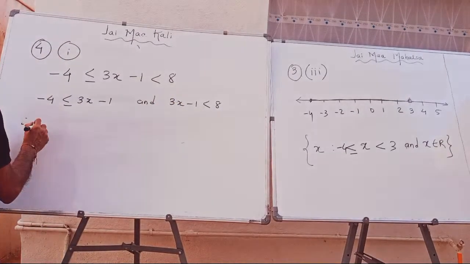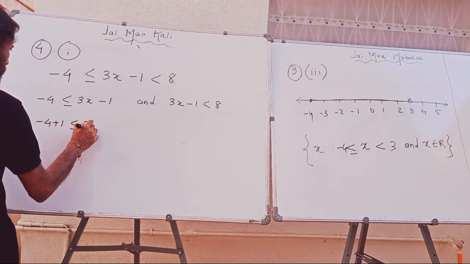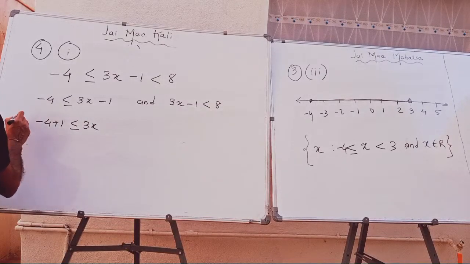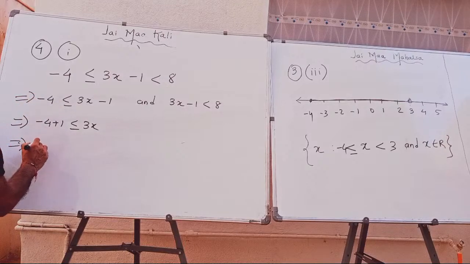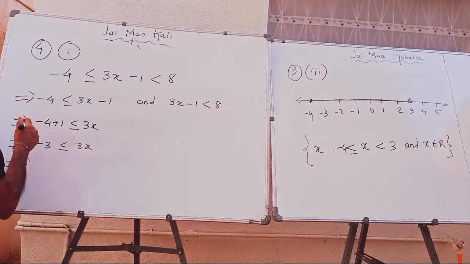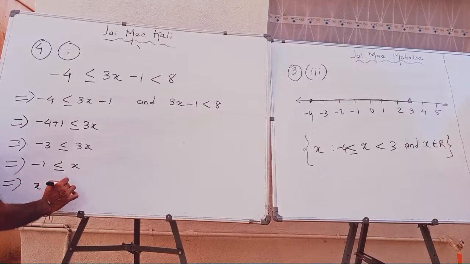Let me do 4.1, first part. Minus 4 is less than or equal to 3x minus 1, which is less than 8. Let's split this into two parts. The first part is minus 4 less than or equal to 3x minus 1, and we'll consider 3x minus 1 less than 8 separately. So minus 4 plus 1 is less than or equal to 3x, which implies minus 3 is less than or equal to 3x, which implies minus 1 is less than or equal to x, so x is greater than or equal to minus 1.